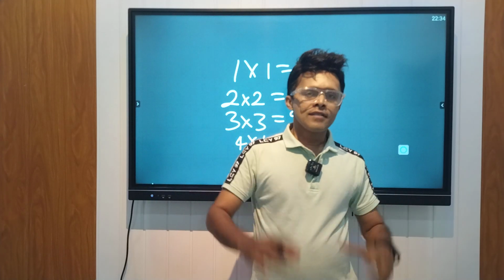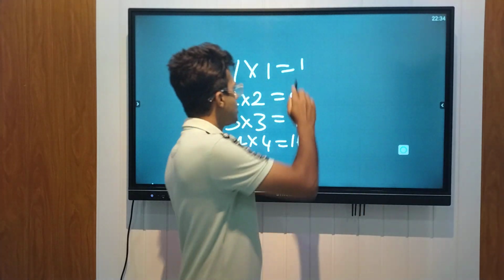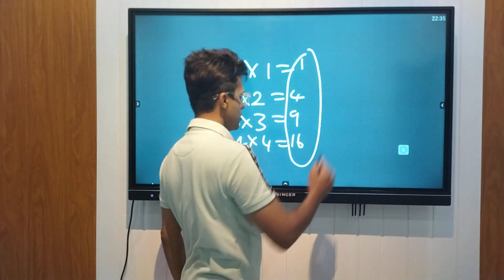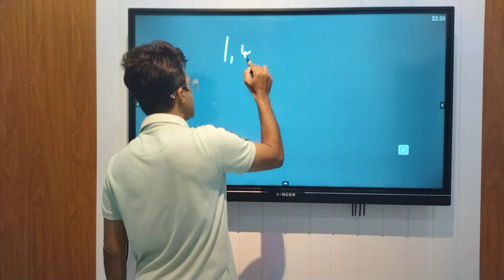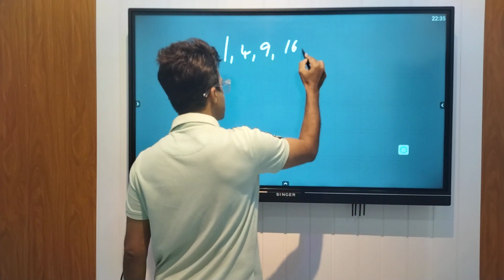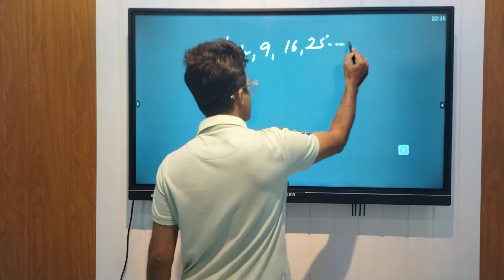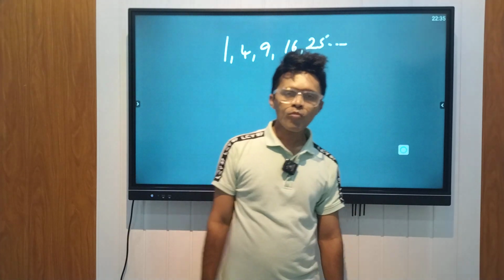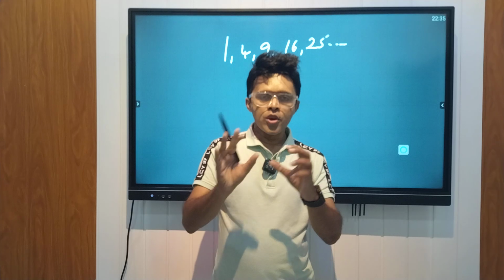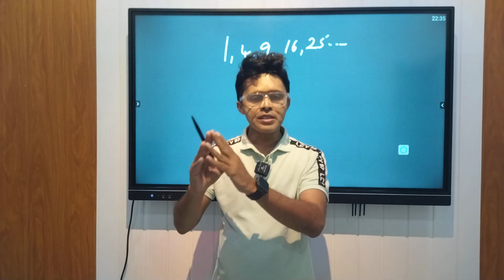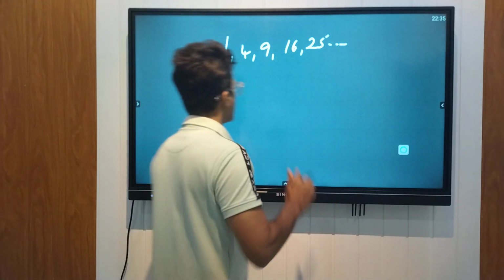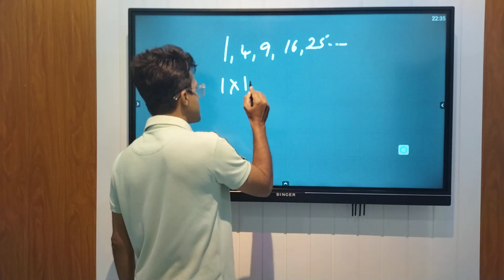Anyway, these are square numbers. What are square numbers? 1, 4, 9, 16, 25, and so on. These are square numbers. So we are going to find the square root values of square numbers.